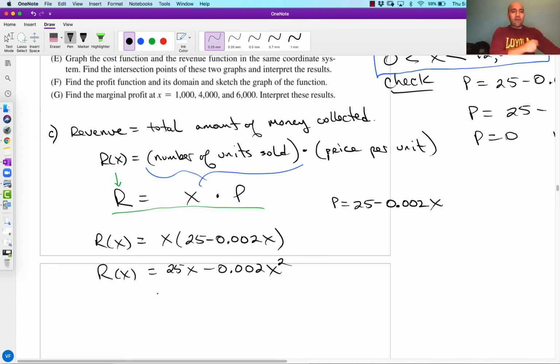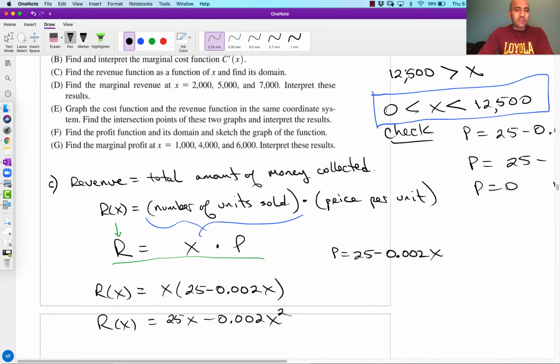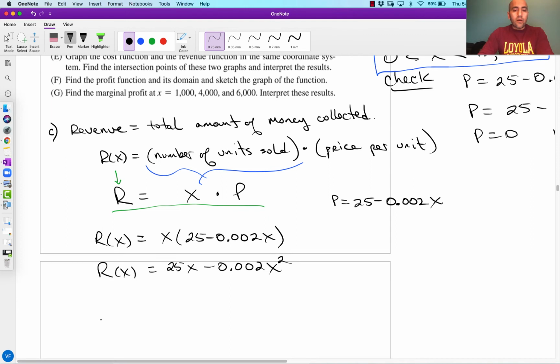Okay, so now let's find the domain, I think it asked for, the revenue as a function of x, and find its domain. Well, the domain we said was for x greater than or equal to 0, but less than or equal to 12,500.